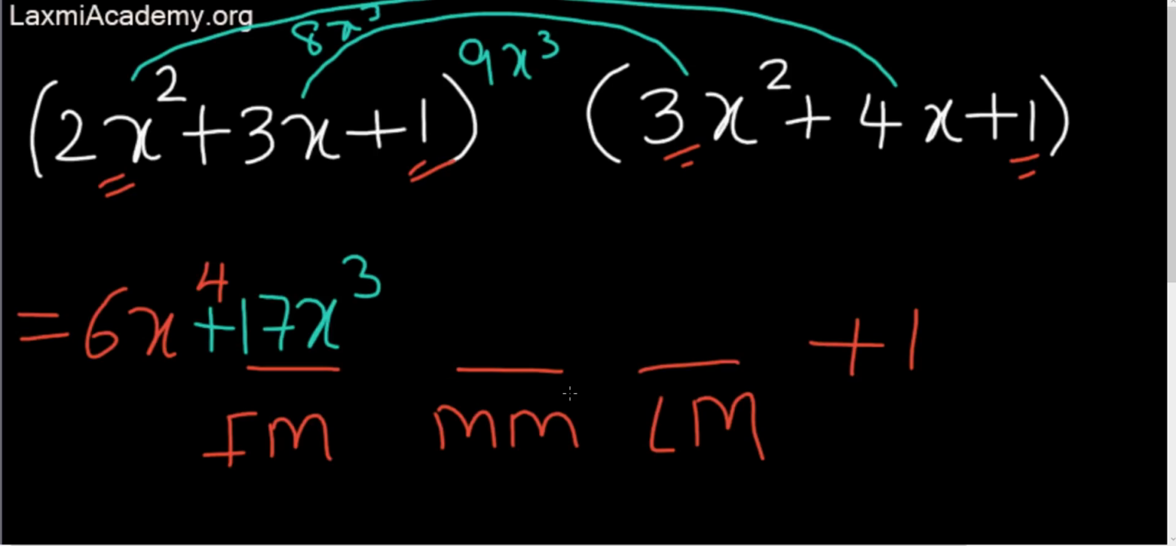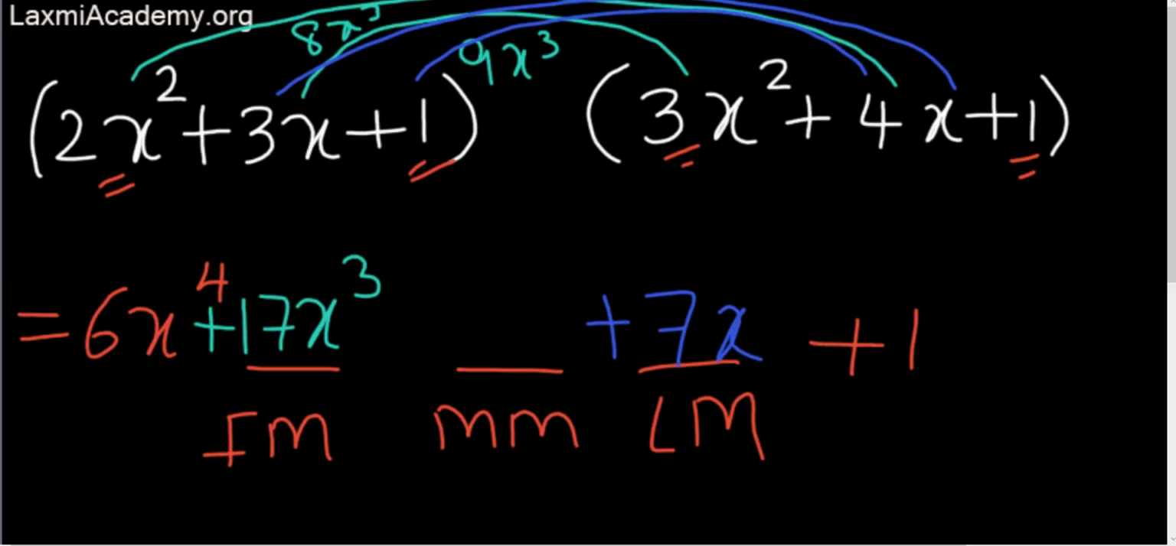Now let's find the last middle term. So you take the last two terms and multiply it with the last two terms. So 4x times 1 is 4x, and 3x times 1 is 3x. 4x plus 3x is 7x.